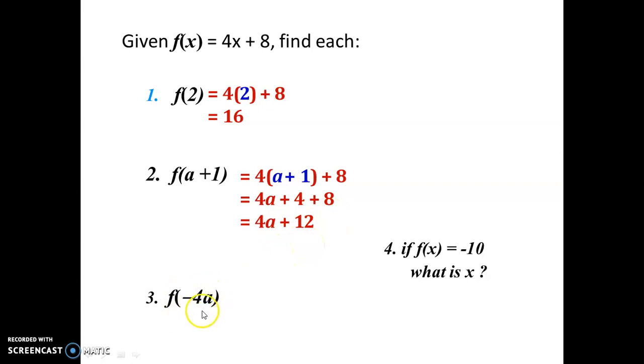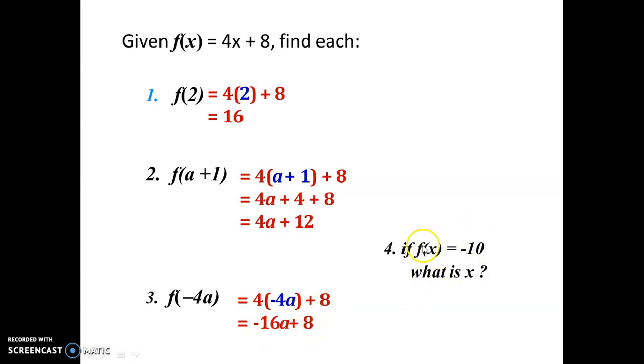Alright, so try this one, same idea. This is your input into this function. Okay, here again the input is negative 4a, so that x is replaced by the input of negative 4a, and 4 times negative 4 is negative 16a, and then we have the 8 there still.